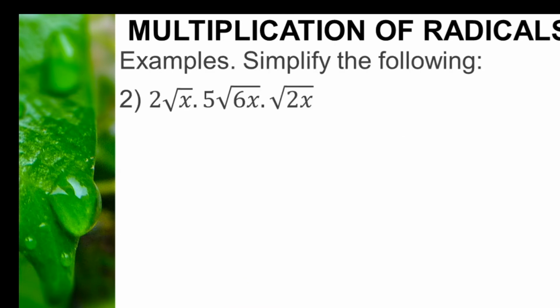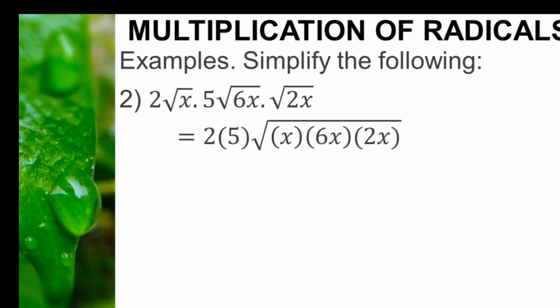Next, we have 2 square root of x times 5 square root of 6x times the square root of 2x. So we are going to multiply the coefficients and then multiply the radicands. Therefore, we have 2 times 5 times the square root of x times 6x times 2x. Therefore, we have 10 times the square root of 12x cubed.